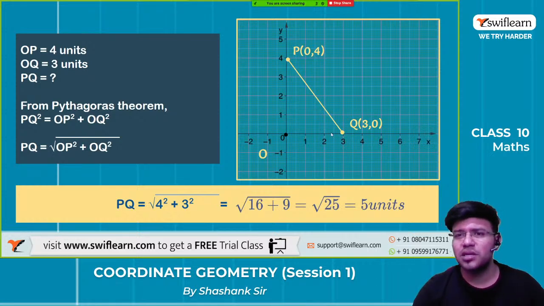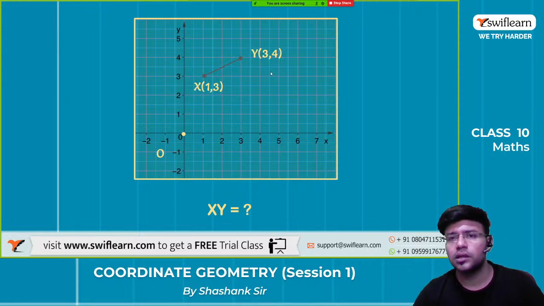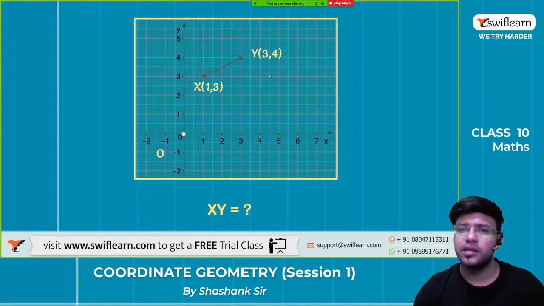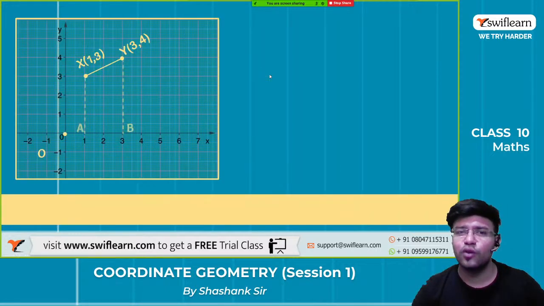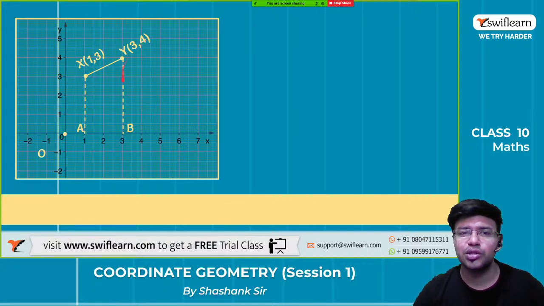Now you may ask me, sir, what if both the points are not on the axis and they are somewhere else, like this? X and y, x coordinates are this, y coordinates are this. How can we find the distance xy? Can we find it? Yes. Let us try to find the distance between x and y. Now, draw two straight lines here. Okay, draw two dotted lines like this, which are perpendicular to the x-axis, and the points where they intersect are A and B.